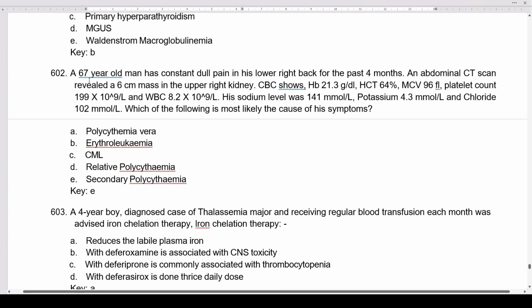Okay, next is a 67-year-old man with dull pain in his right back for the past 4 months. A CT scan shows a mass on the upper right kidney. Hb is 21, hematocrit is 64, so it is a case of polycythemia. Platelet count is normal, WBC count is normal. The biochemical tests are also normal. Which of the following is most likely the cause of his symptoms?